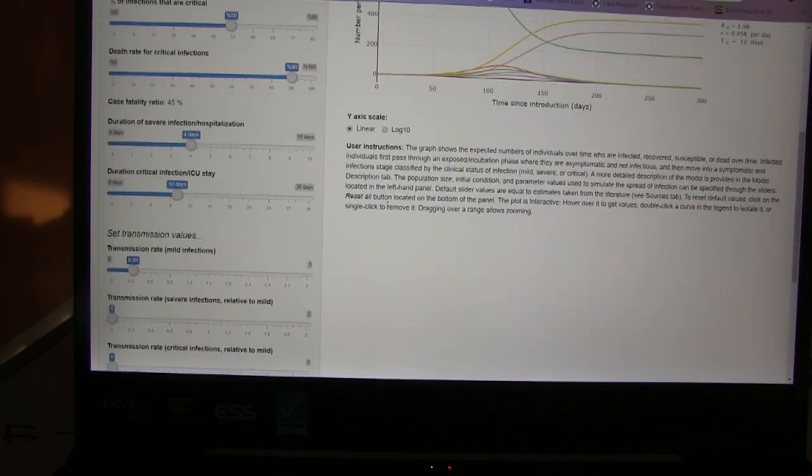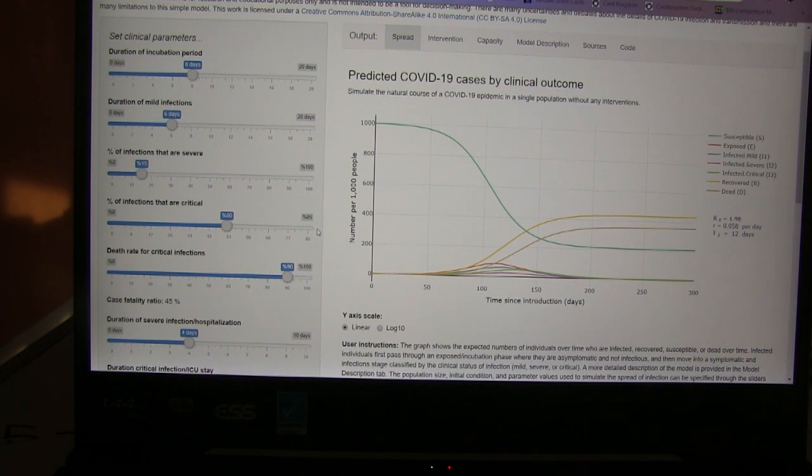Okay, so why do you think that happens? So you said when the percent of infections that are critical is low, then the death rate doesn't seem to matter that much. But when the percent of infections that are critical is high, the death rate matters a lot. Why do you think that's true? I mean, if there are fewer critical infections, then even if the death rate is very high, it won't affect the overall death rate or case fatality ratio that much.